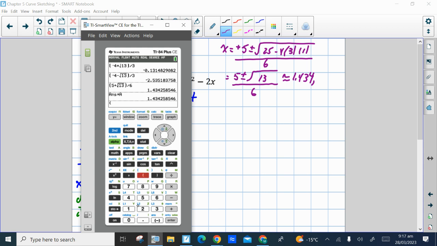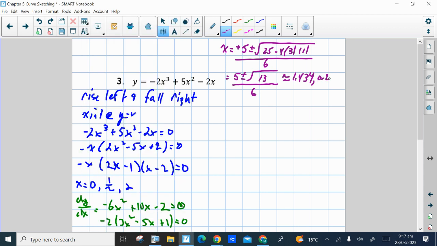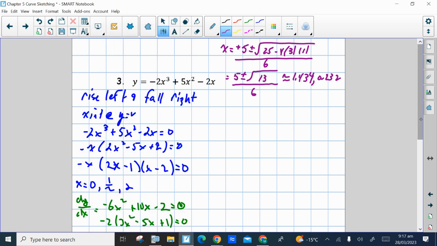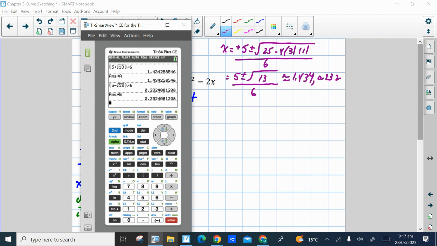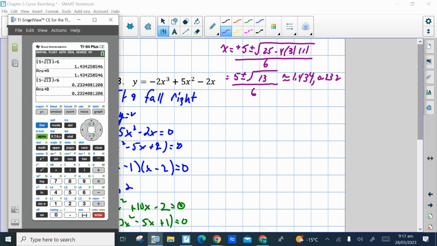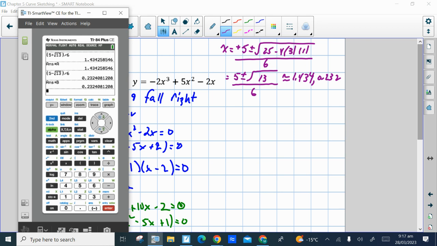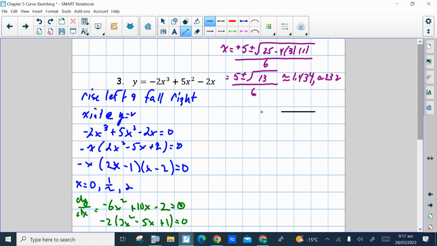And then 5 minus the root of 13 all over 6. 0.232, which I'll store into memory slot B. So now we'll use our calculator and we'll plug those values into the function. Well, actually, before we do that, we should use our number line.